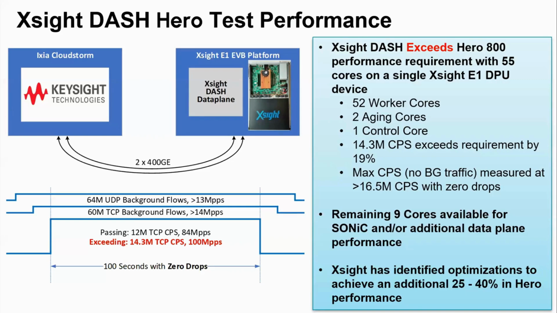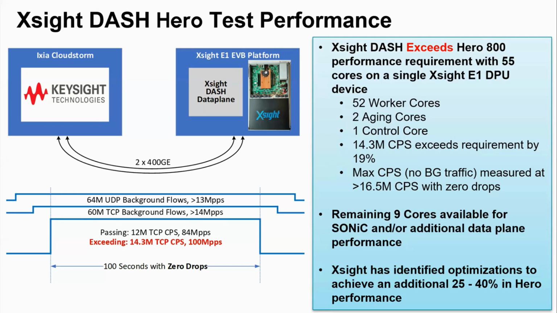So the final slide here is about our test performance, and there's something in Dash called a hero test. It's really designed to be a stress test, to have lots of packet traffic from different flows, again, so that you can't rely on any kind of cache locality.